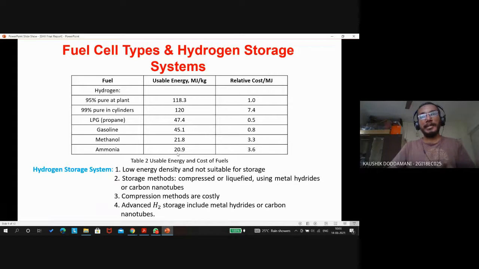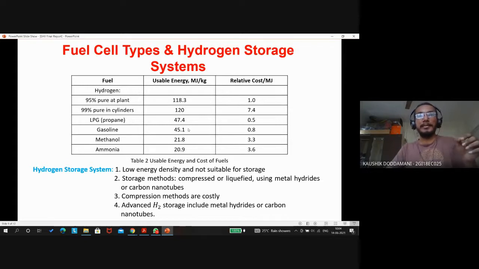Ammonia has lesser usable energy, but compared to methanol, it has a higher relative cost and lesser megajoules. This high relative cost and lesser megajoule make it one of the drawbacks as compared to methanol, because I just mentioned that this value should be as low as possible. So ammonia, compared to methanol, lacks in the usable energy as well as the relative cost.